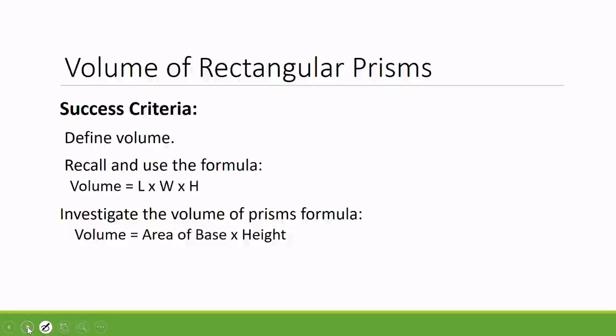So what have we done in this lesson? We've defined volume. We've hopefully used the formula length times width times height. And now we've also investigated this new formula, which is area of base times height, to help us work out the volume of a rectangular base prism.